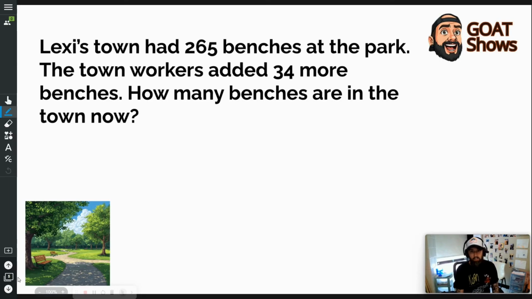Now, Lexi's town has 265 benches at the park. The town workers added 34 more benches. How many benches are in the town now? So the wording is very nice. You have 265 benches, and it says we added 34 more. So we are obviously adding here. Now make sure that everything's lined up, 265 and 34, and we're going to add these guys together.